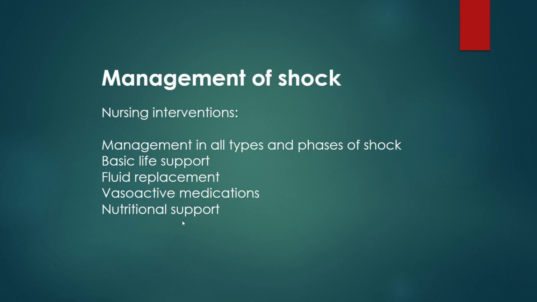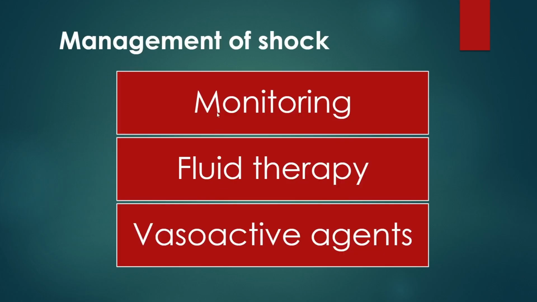Nutritional support. As the patient has undergone shock, he immediately needs nutritional support. Otherwise, the patient may further deteriorate. Mainly, it includes three aspects: monitoring, fluid therapy, and vasoactive agents. Monitoring means we need to monitor each and every system, including respiratory, cardiovascular, neurological, temperature monitoring, diuresis monitoring, and monitoring of arterial gas analysis.